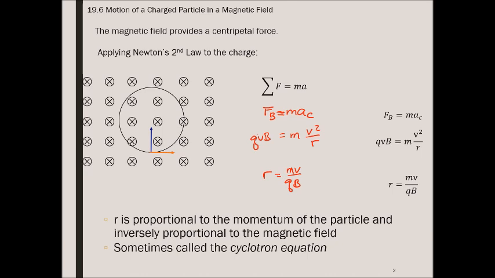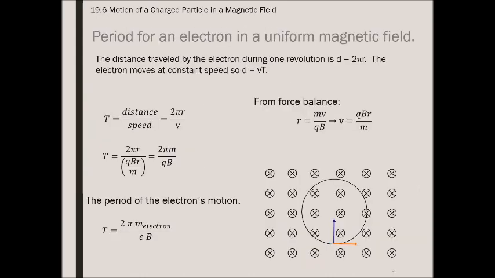So we can see that r is proportional to the momentum. Remember, momentum is mv of the particle, and inversely proportional to the magnetic field. So this is sometimes called the cyclotron equation because this is what we use in cyclotrons. Cyclotrons are big circles. And so we also might ask, what is the period of this particular motion? Remember, period is distance over speed. So if we take the circumference as the distance traveled, we can figure out what the period is of a particle traveling in this circle in this magnetic field.